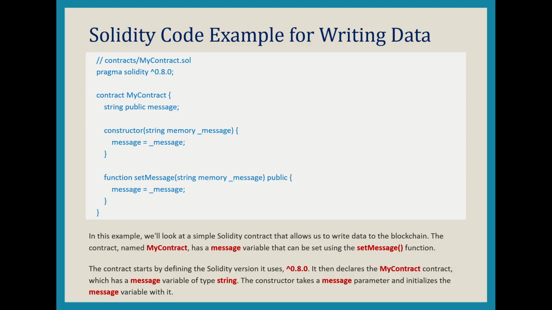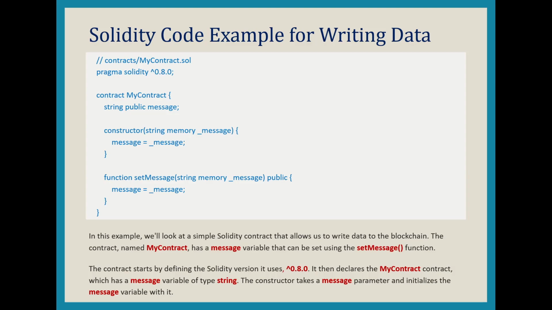Again, we are defining a contract, MyContract, with the state variable string public message, as I told you last time. The constructor is also initializing, right? It takes one parameter, _message, which is a string stored in memory. The constructor sets the state variable message to the value of _message, right? So here's the function, right?